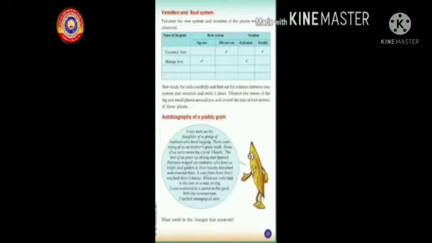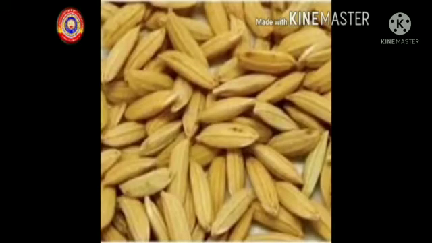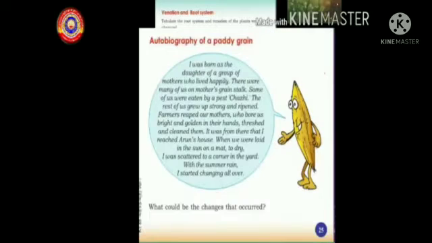In your textbook on page number 25, a picture is given. Do you see that? Yes, it's a paddy grain. That paddy grain is telling its autobiography. Autobiography means the story of one's life told by that person. Here, the paddy is telling its own life, isn't it?